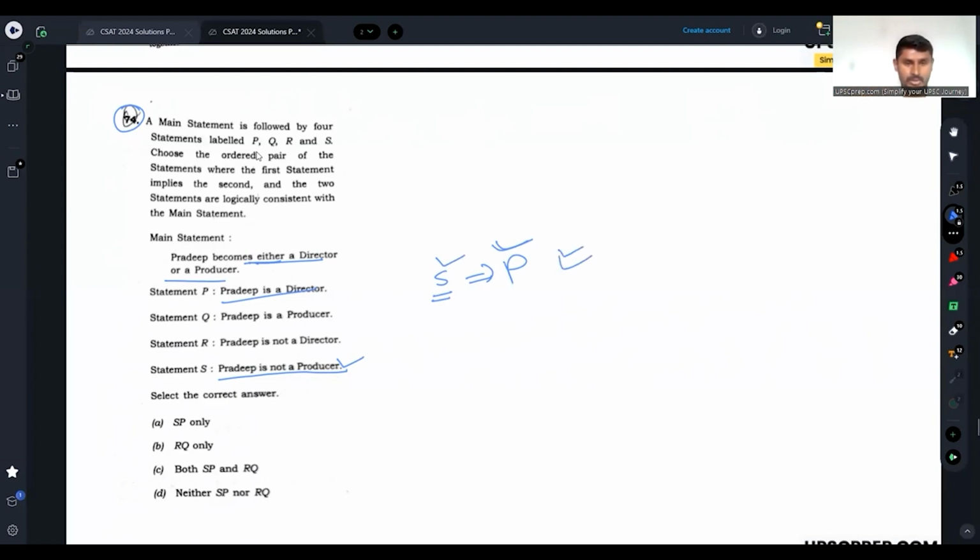Now let's take R and Q. R, what does R mean? Pradeep is not a director. So if Pradeep is not a director, then Pradeep should be a producer for sure. Q is the statement saying that Pradeep is a producer, right? So R is implying Q and S is implying P. Both the logics are correct. SP is correct, RQ is also correct. Option C will be the correct answer.